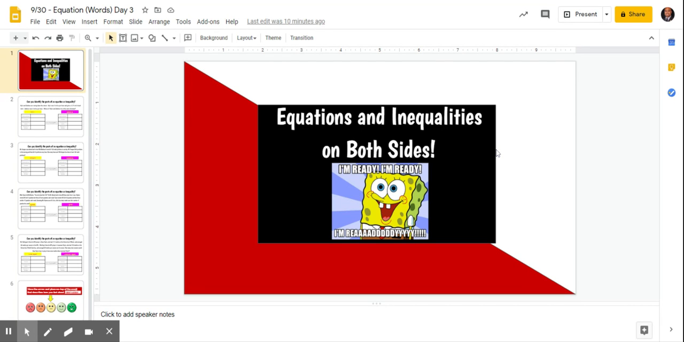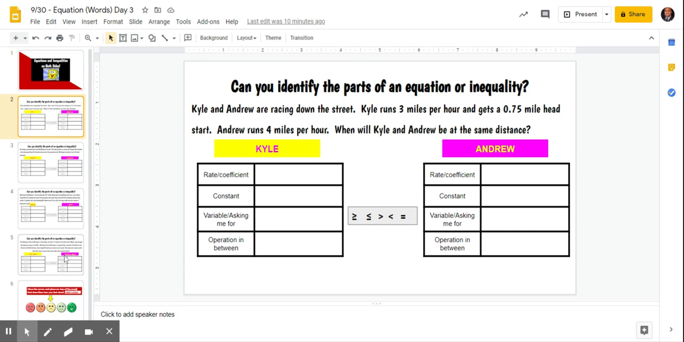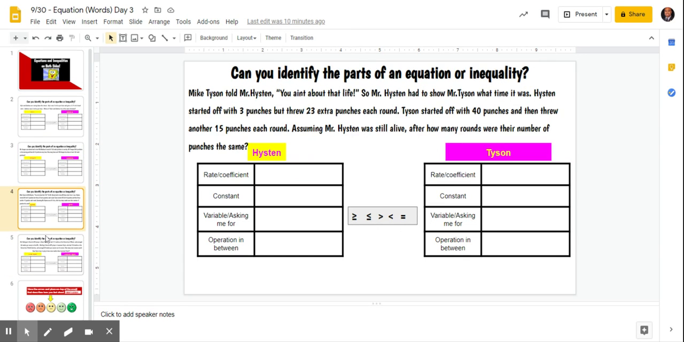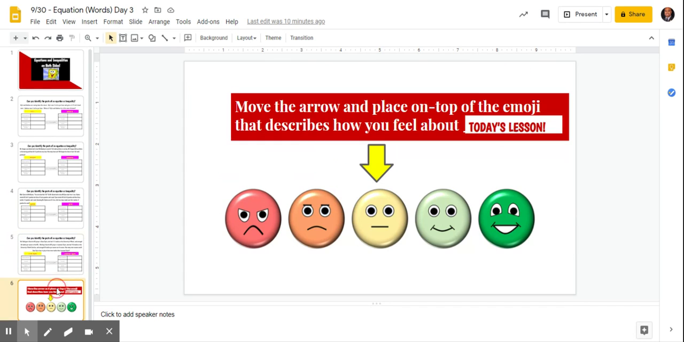Now, today we are learning about equations and inequalities on both sides, but we're creating those from words. Okay, so slides 2 through 5 are what you're responsible for today. Here's what they look like briefly. And then at the end is a quick little personal survey about how you feel.